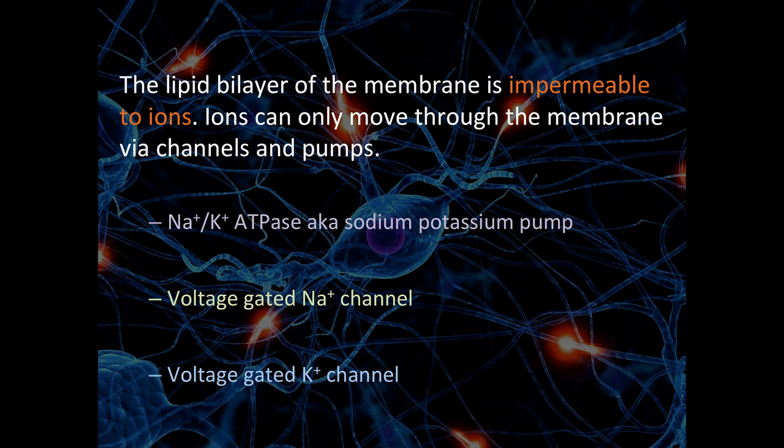All right, so the lipid bilayer of the membrane is impermeable to ions, and you learned that in your very first class in cell biology at year 1. Ions can only move through the membrane via channels and pumps. And when we are talking about neurochemistry and the creation of an action potential, there are two channels and one pump that we need to look at. We have the sodium-potassium pump, which is very important. And we have the voltage-gated sodium channel, and we have the voltage-gated potassium ion channel. All right, so these are the three guys that are responsible for the different stages of the resting potential, and going to the action potential. You're going to be seeing how these three guys play a role in that.